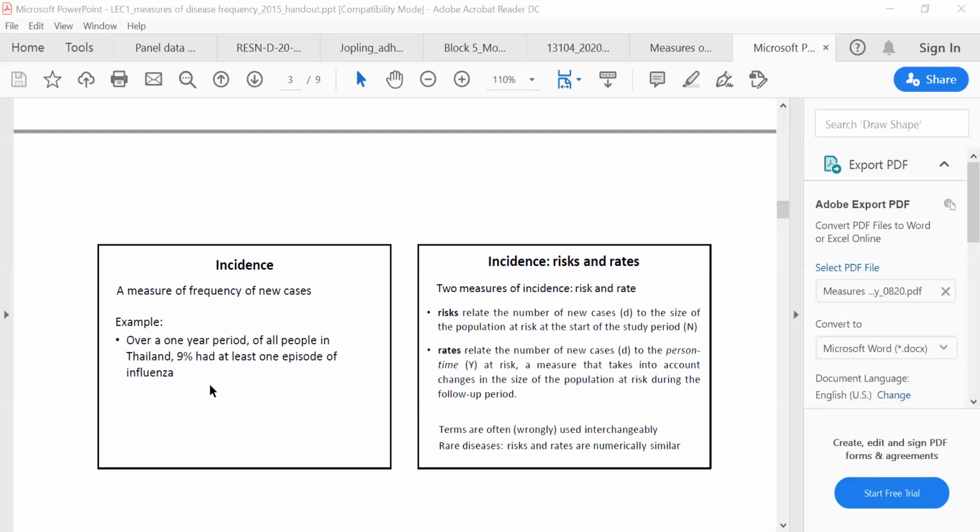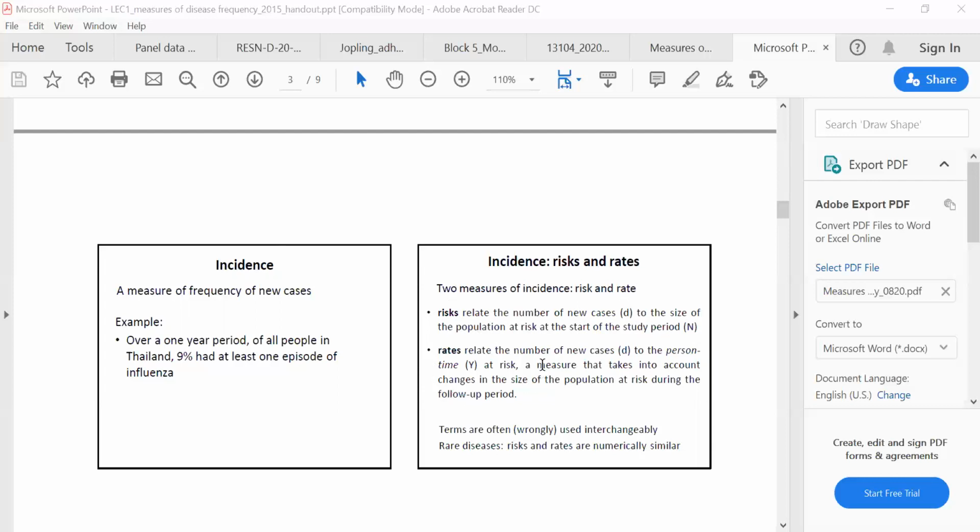We can measure incidence using two elements. So incidence can be measured either using risk or rate. What is the difference between these two? Risk relates the number of new cases to the size of the population at risk at the start of the study period. That's the risk. And I'll show you the formula.